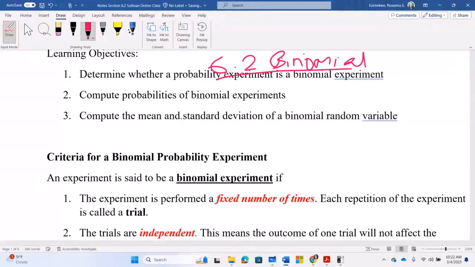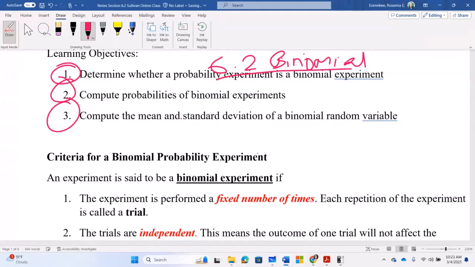Determine whether a probability experiment is binomial. So there are properties of binomial distribution. A binomial distribution must be a probability distribution, so it's actually called a binomial probability distribution. Then compute probabilities of a binomial experiment. Compute the mean and standard deviation of a binomial random variable.